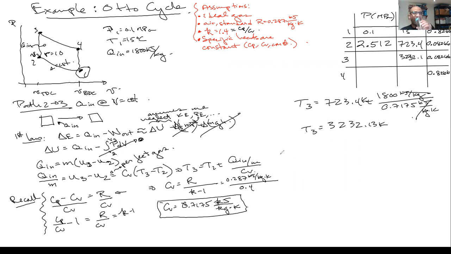I still want the pressure. Well, it's an ideal gas. So I know that PV is equal to RT actually holds at all times. So I know that P3V3 is equal to RT3. This has to be true. This also has to be true at state two.